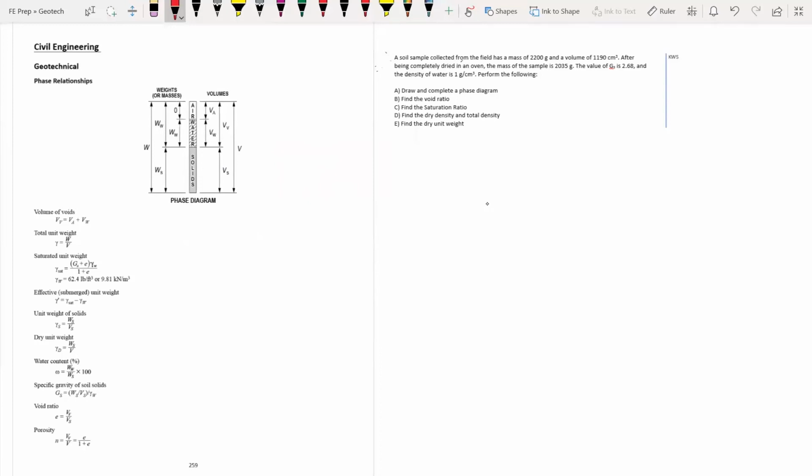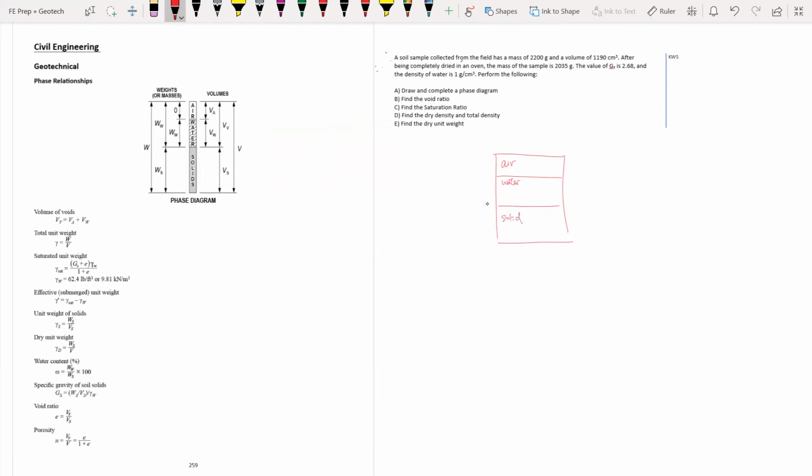Okay, this example here is a soil sample collected from a field. It has a mass of 2,000 grams and a volume of 1,190 centimeter cubed. And again, like phase diagrams, phase relationship problems always start with a phase diagram. Then you have air, water, and solid.